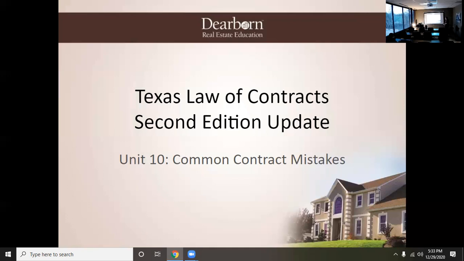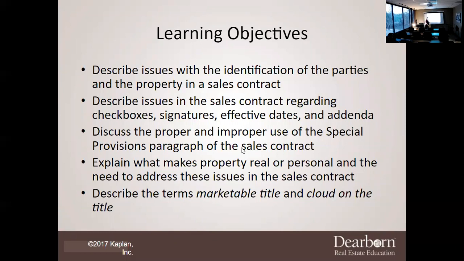So the very first thing we want to get started with this evening, like I said, is the common contract mistakes. The first one we're going to start off with is describing the issues with the identification of the parties and the property in a sales contract. We're also going to describe the issues in the sales contract regarding the check boxes, signatures, effective dates, and any of the addenda. We'll also discuss the proper and improper use of the special provisions paragraph of the sales contract.